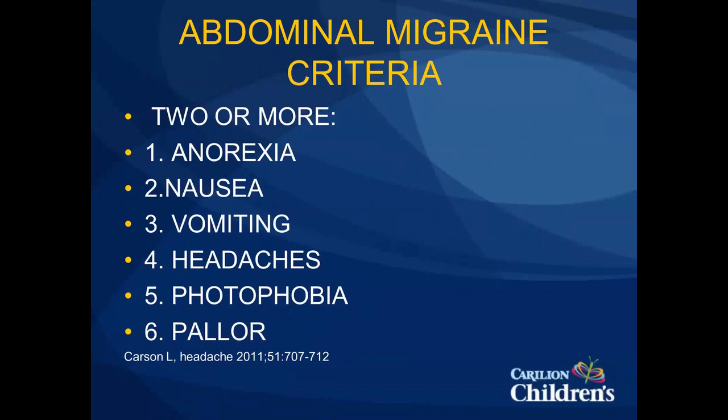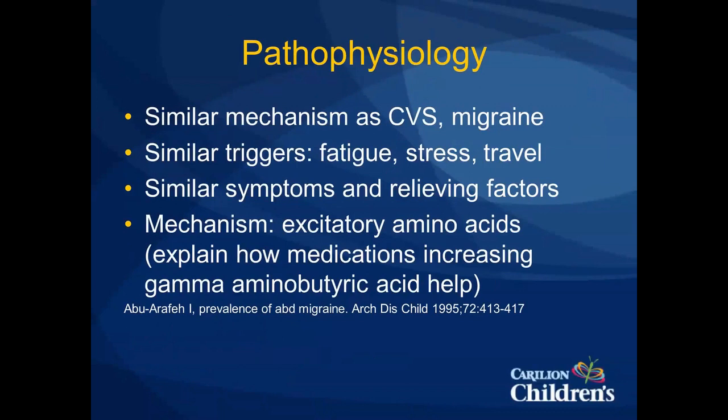Pathophysiology is very similar to CVS and migraine. The triggers are fatigue, stress, and traveling, which is a big deal for these particular patients. The relieving factors are mostly rest and sleeping. The mechanism is through excitatory amino acids and neurotransmitters like serotonin that are released in significant amounts, triggering all this variety of symptoms. There is an increase in irritation in the temporal lobes, in the amygdala, and in the hypothalamus. And in these particular patients, like the vignette, the psychotic type of symptoms looks like they are mostly linked to the amygdala itself.